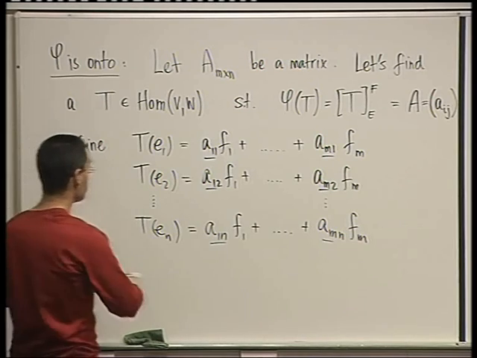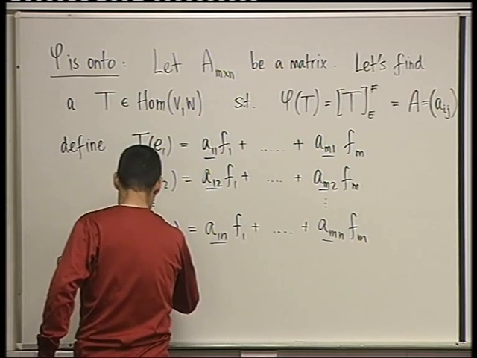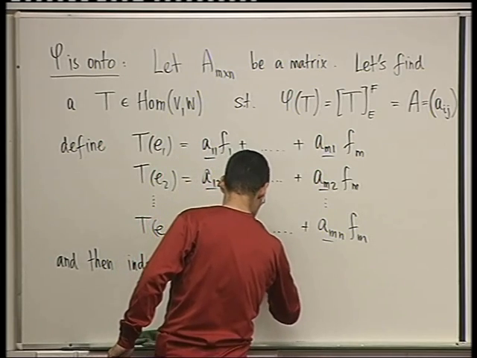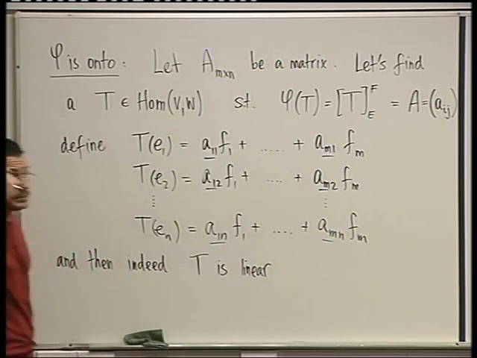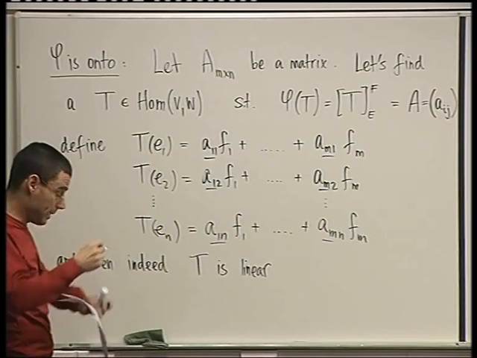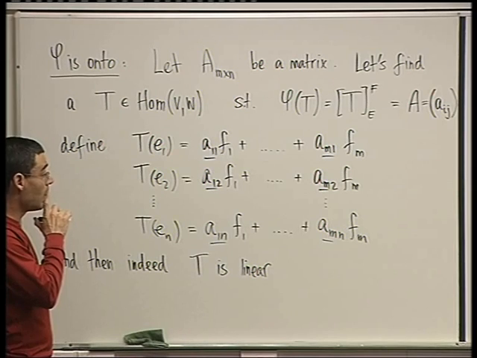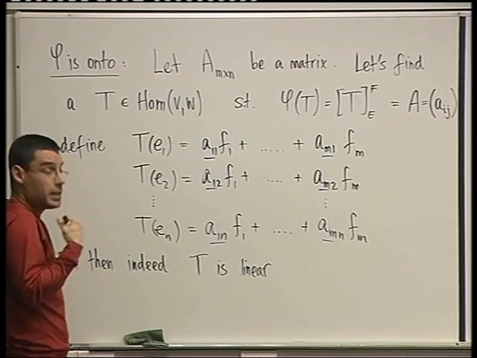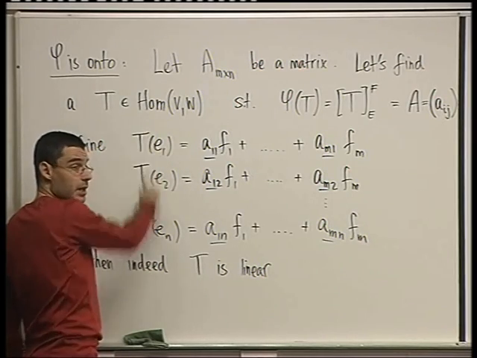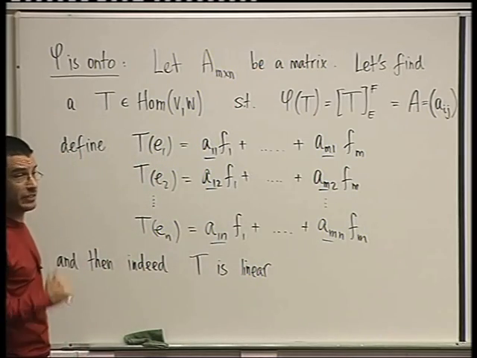Okay? And then, indeed, T is linear. Why is T a linear map? I just said it does some magic. How do I know that it's a linear map? Because it can be represented by a matrix. Okay, that's one way to look at it, but there's something even more basic. We said that if we define what a map does to basis elements, it determines what the map does to everything as a linear map.